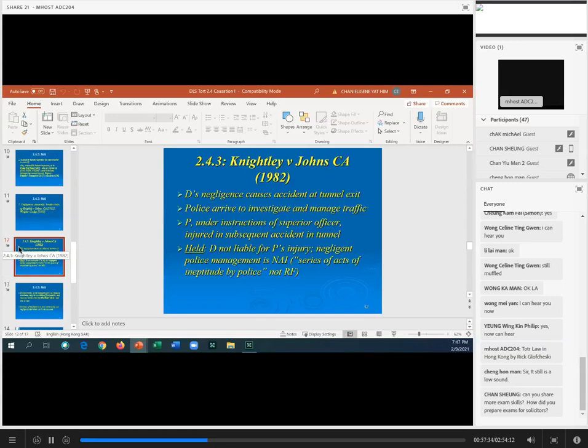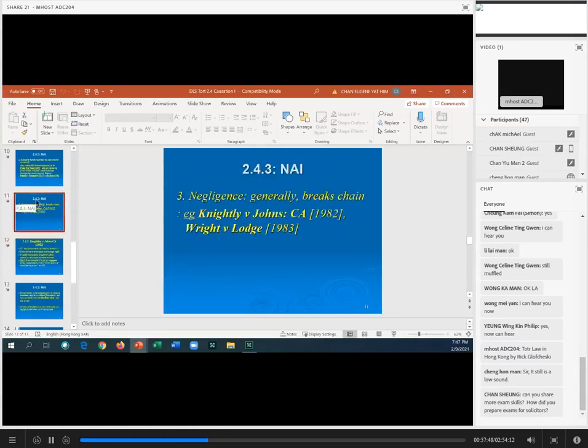Now, Wright and Lodge is also an interesting case. Facts are reasonably similar. Wright and Lodge is on page 66. Okay, I mean, Wright and Lodge is a good case, fine. But you only need to know Knightley and Johns. But let's go through Wright and Lodge because it's on page 66. Actually, I think your course manual's got the year wrong. I think it actually should be 1983, but nothing much turns on that.